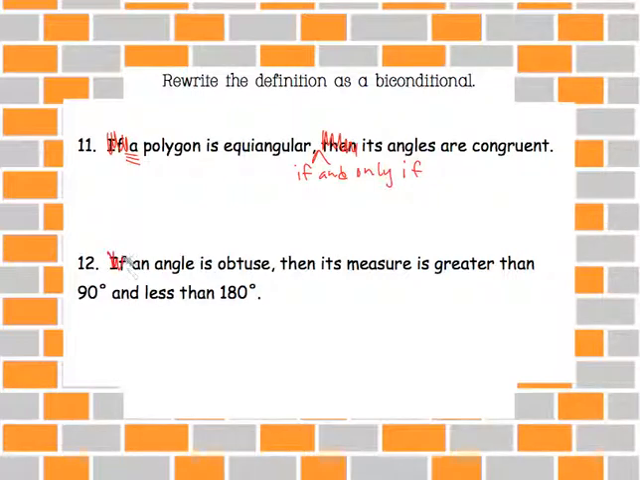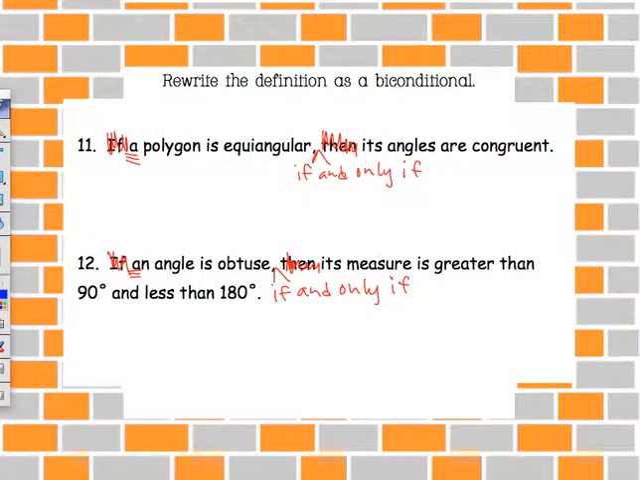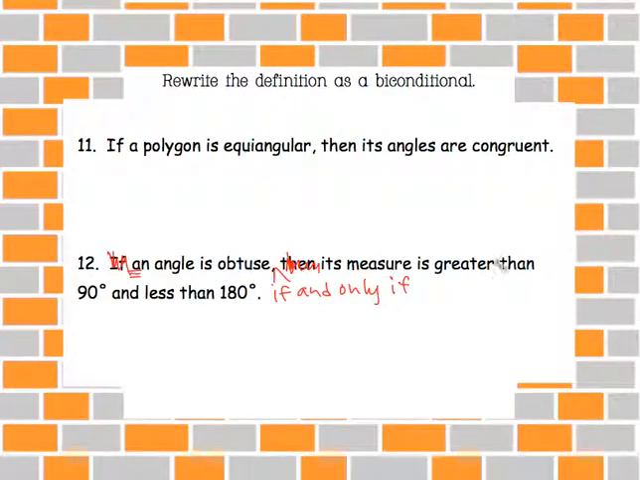This one, cross out the if, cross out the then, capitalize the beginning of a sentence. An angle is obtuse if and only if its measure is greater than 90 and less than 180. So I'll actually write them out so you can see what they look like, but if you think you've got it from there, you can fast forward through this.